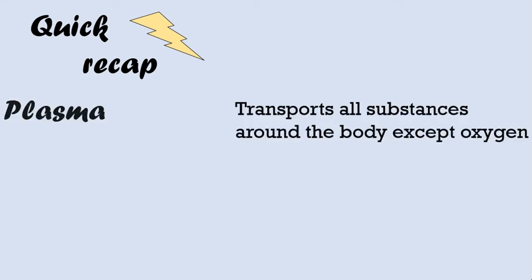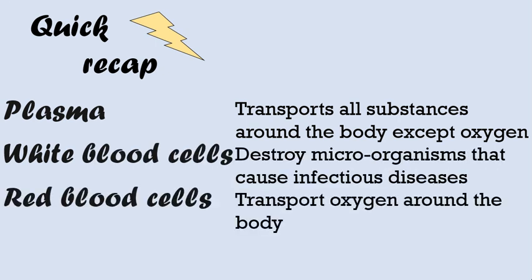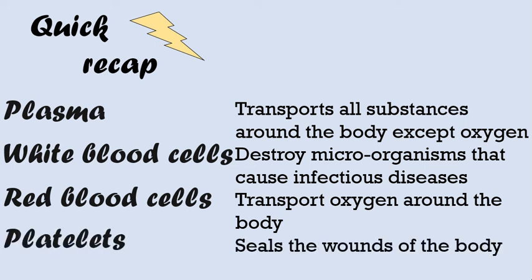Now let's have a quick recap on what we've learned. Plasma transports all substances around the body except oxygen. White blood cells destroy microorganisms that cause infectious diseases. Red blood cells transport oxygen around the body, and platelets seal the wounds of the body.